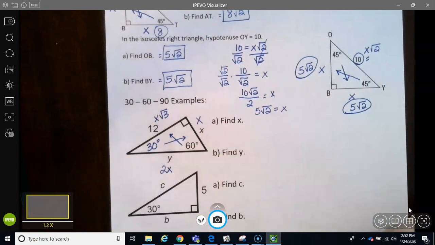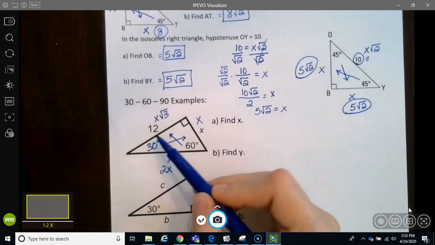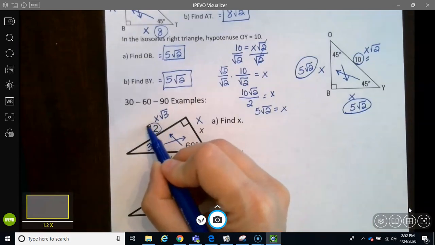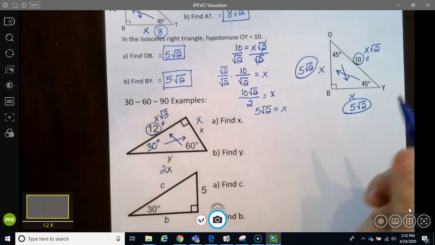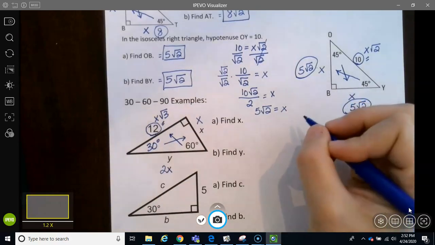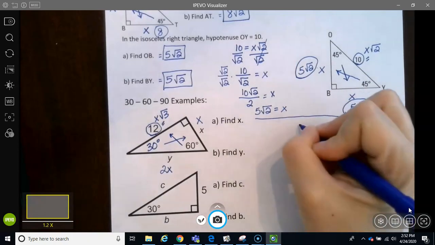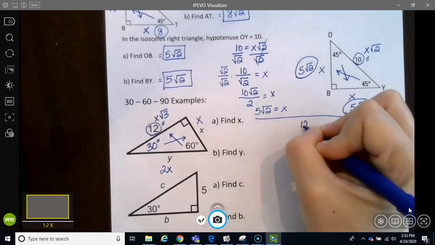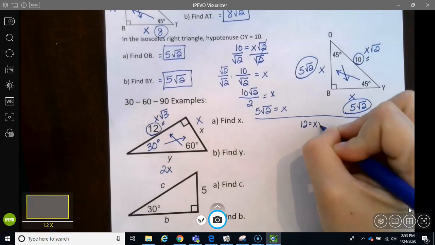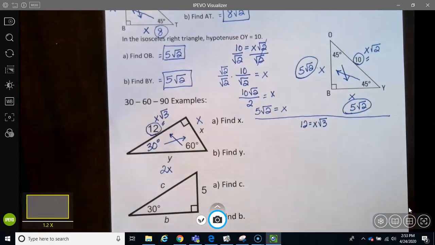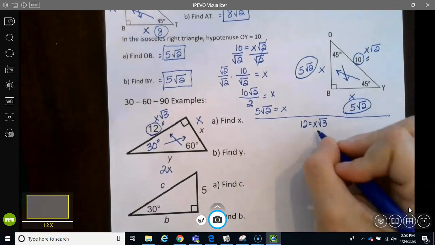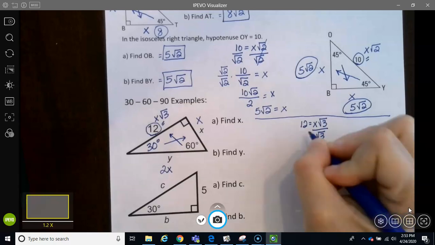And then now we need to set the side that they actually gave us the length to. They told us that this is 12, equal to its representation. Let me draw a line so we don't get this work mixed up. So we've got 12 is equal to x square root of 3. Okay? Now our goal is to get x by itself. So since we have x times square root of 3, we need to divide both sides by square root of 3.